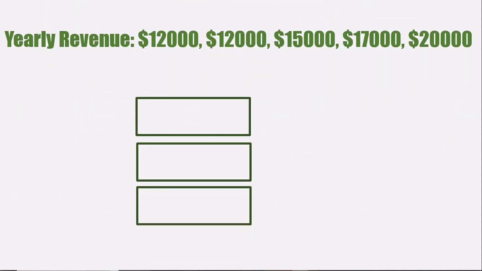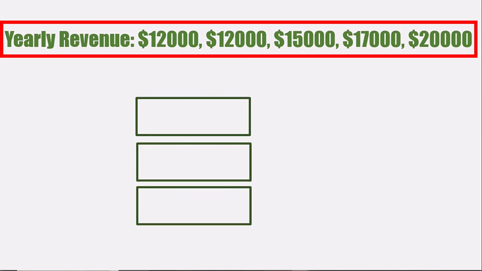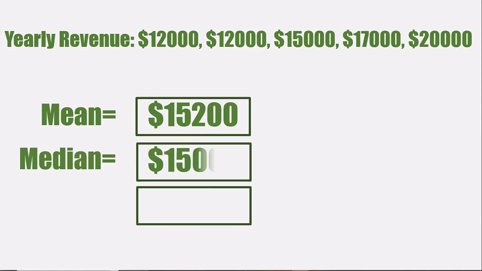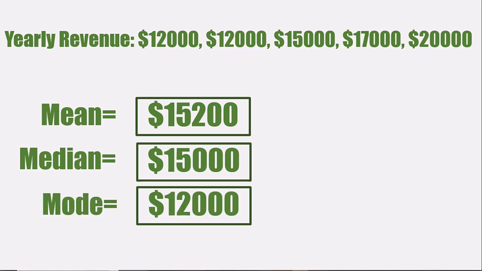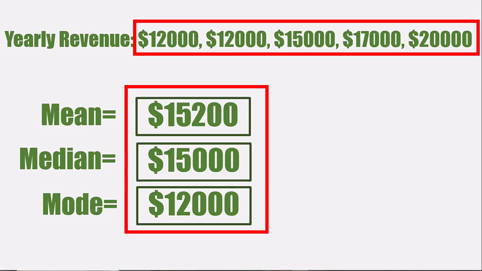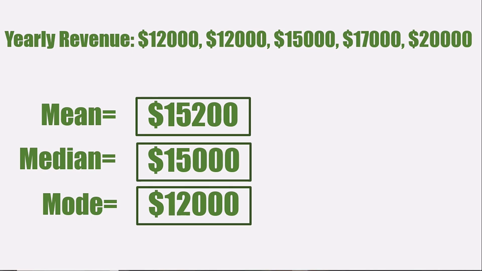Now, before we go to the summary, let's see this example here. Assuming you collected the yearly revenue, maybe for supermarkets in your area, then you calculate the mean. The mean is $15,200. Again, you calculate the median, and the median is $15,000. And then you calculate the mode, and the mode is $12,000. Now all those values represent that data set, but the values are different. Which one should you use as a data analyst?